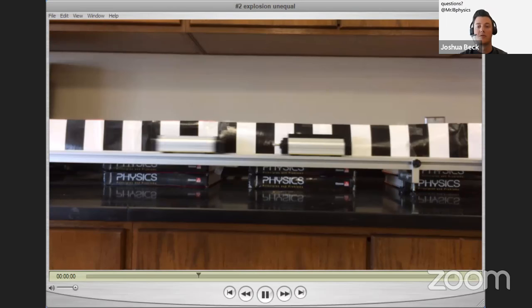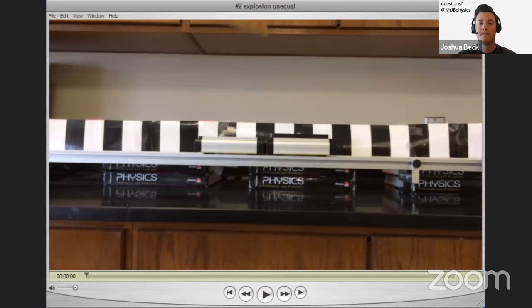Here we've got our explosion with unequal masses. Mass here, but this one's a little bit bigger. So instead of putting it in the center, I'm going to put it over here. This is going to be the center of mass of our system. It's a little bit larger mass, so it pulls it over a little bit. Okay.